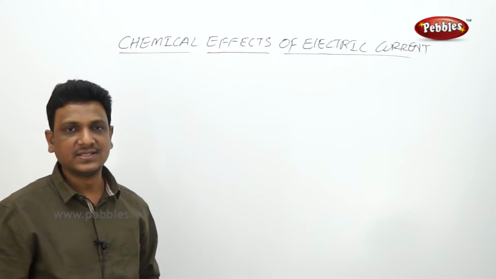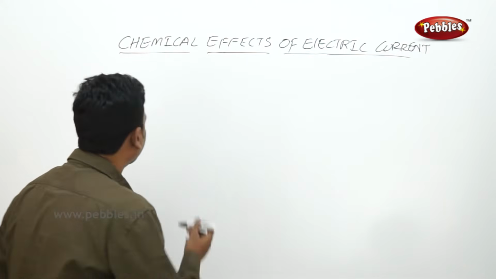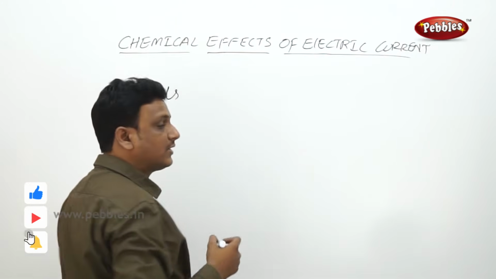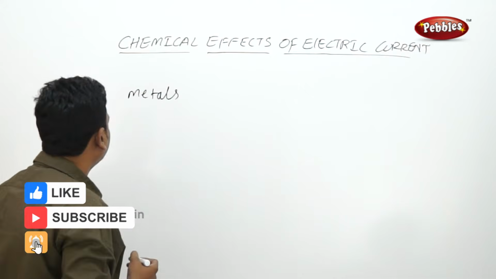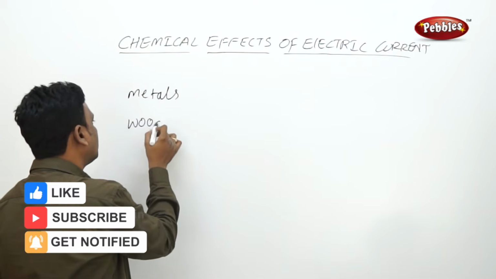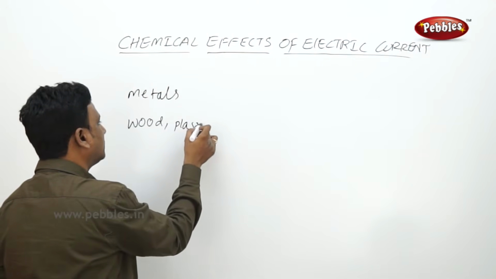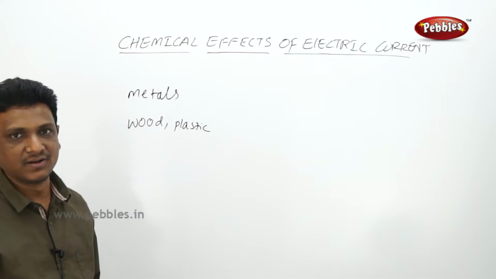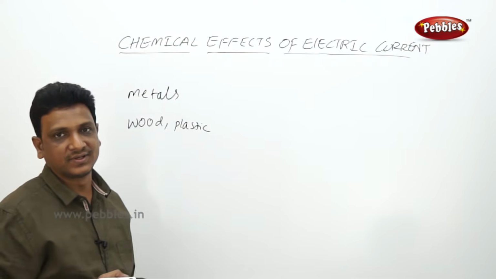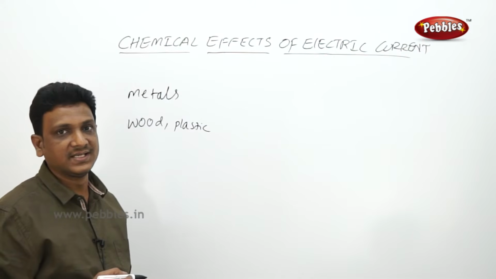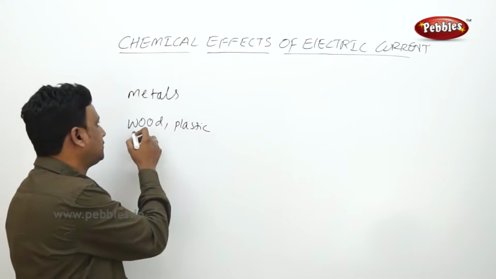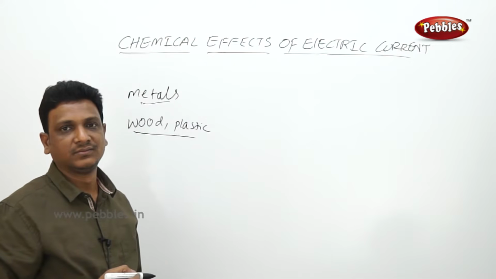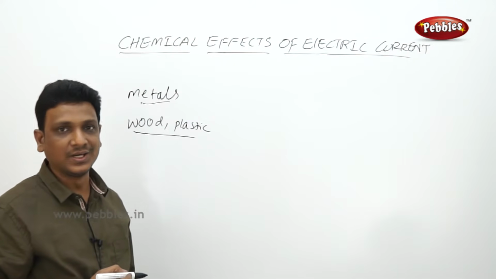Certain materials are good conductors of electricity. In lower classes you have seen metals are good conductors of electricity. There are certain materials like wood and plastic. They are poor conductors, bad conductors of electricity. They cannot conduct, so they are used as insulators to protect against electric shock. Likewise, we discussed the conducting nature of solids.